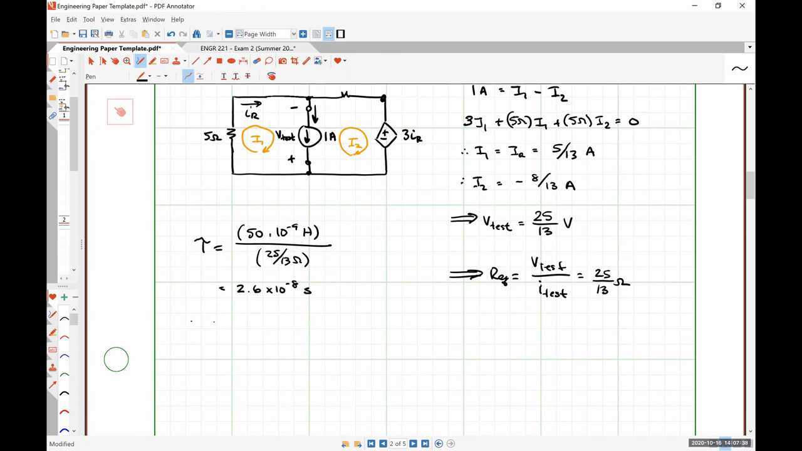And the inverse of tau is, and that doesn't look very good. Why is my handwriting so terrible? 38.46, etc. So 38,461,538.46.